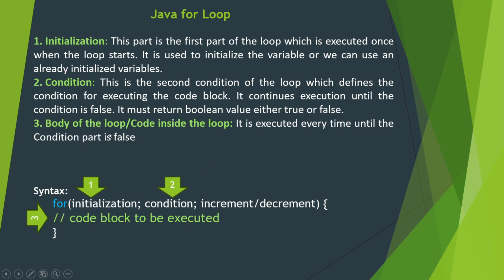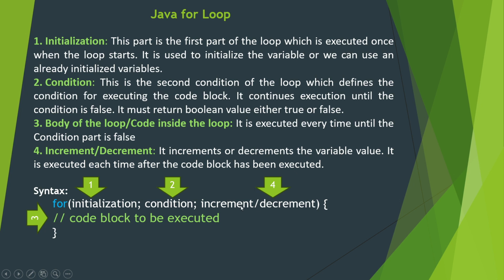The third part is the body of the loop, or the code inside the loop. It is executed every time until the condition is false. Correct? So here I have given the sequence of how the for loop works. This is the first, second, third, and the fourth is increment or decrement. It increments or decrements the variable value. The fourth part, increment or decrement, is executed each time after the block of code has been executed.